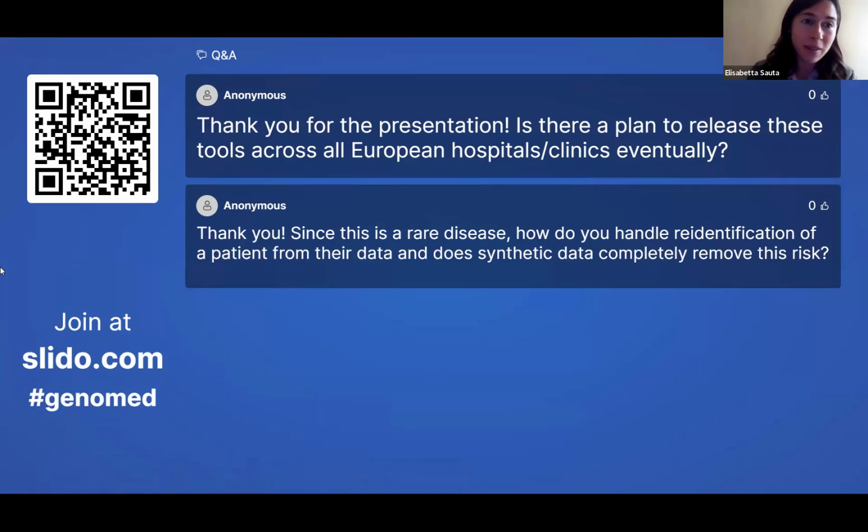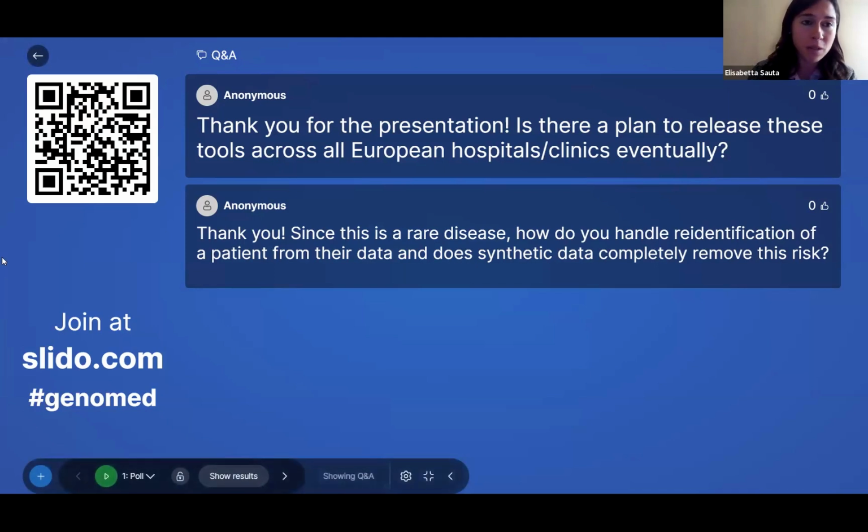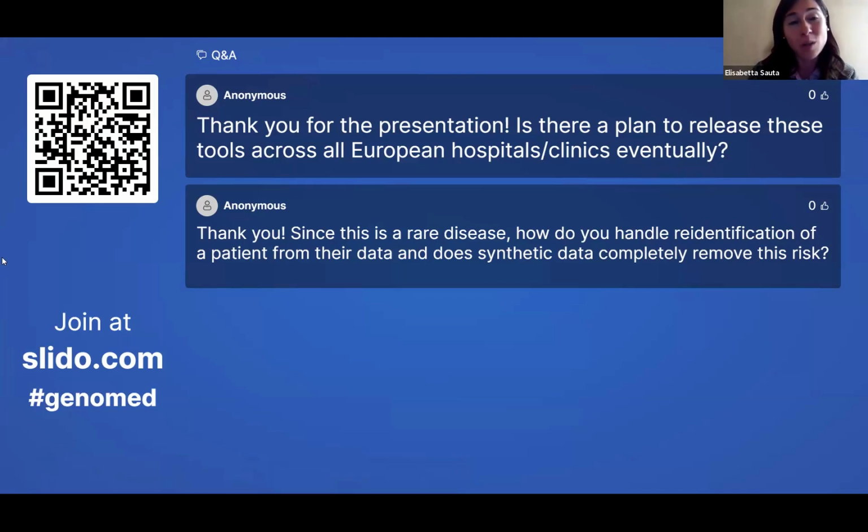We are actually developing our method in a federated framework because we want to use these tools in a federated manner, avoiding data sharing across hospitals, clinics, and research institutes. But we want our developed tools to be used in clinical practice to help implement personalized medicine for these rare hematological diseases.